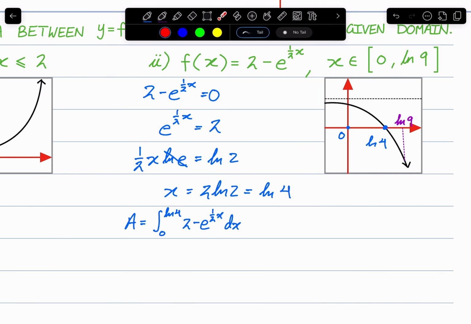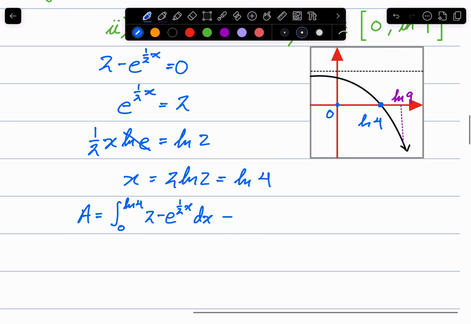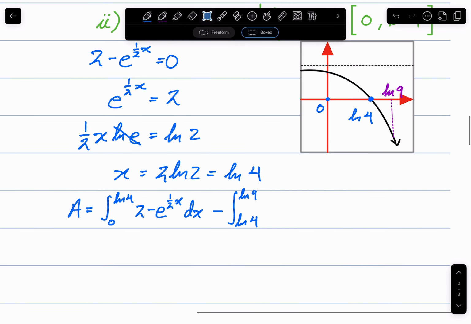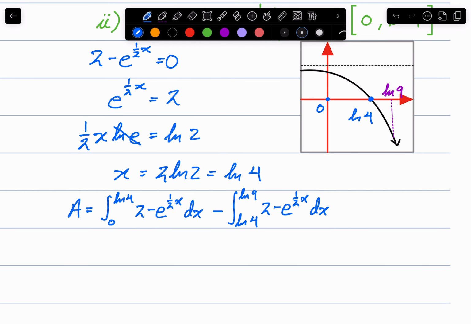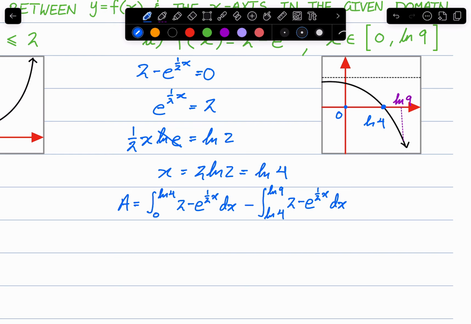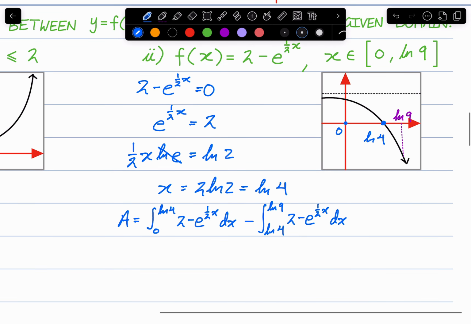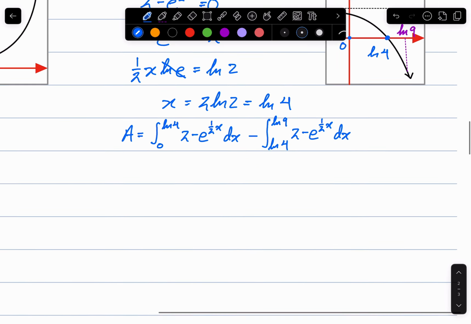And now, because this is going to be negative, we're going to minus this, which would make this now a positive, from ln 4 till ln 9 of the same expression. So let me just copy paste that. And from this point, all the hard work is done. From this point forward, I hope you can see it's just algebra.